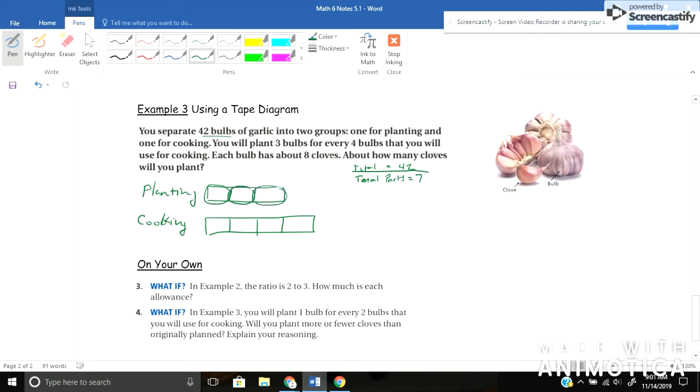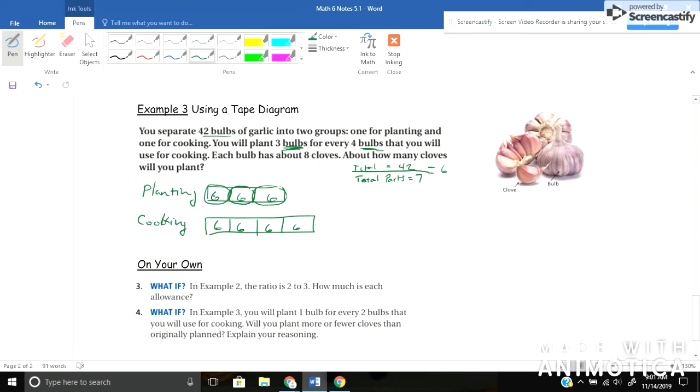So 42 divided by 7 would give us 6. So each one of these segments will be worth 6. Now, keep in mind, we're still on bulbs. So if we have 42 total bulbs and we want our ratio to be 3 to 4, what is our total going to look like?